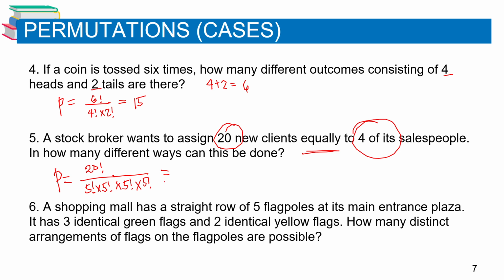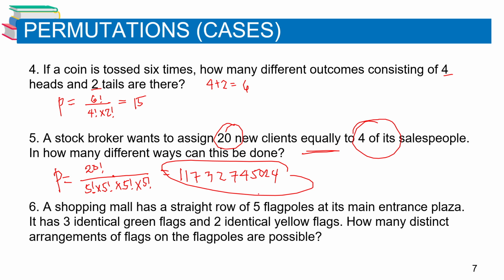So if we're going to compute this one using your calculator, okay, by the use of calculator, let's have 20 shift factorial over, okay, let's compute, 5 factorial times 5 factorial times 5 factorial times 5 factorial is equal to 11,732,745,024 ways. So that's it for this problem.